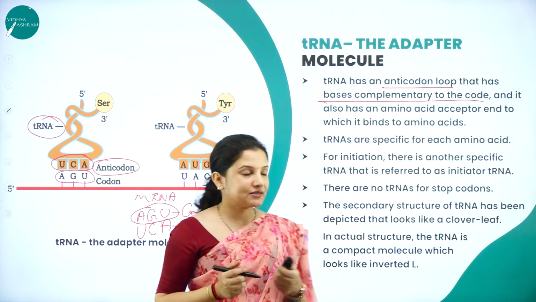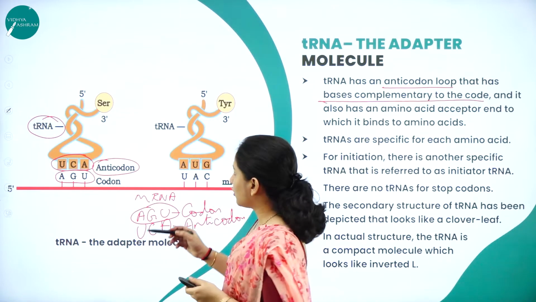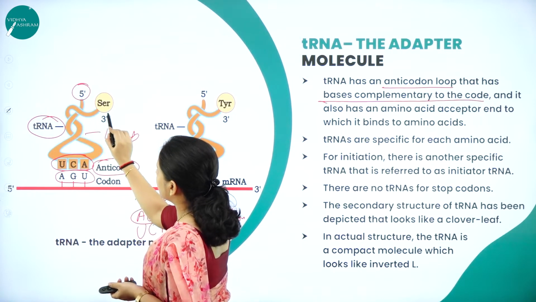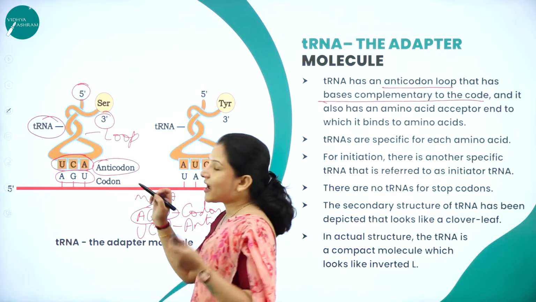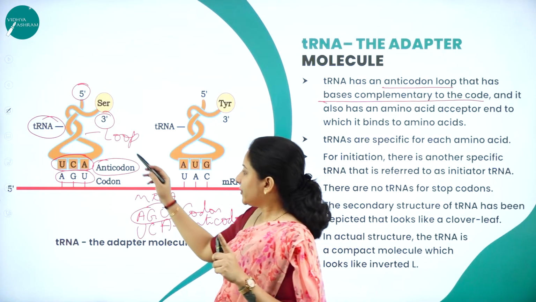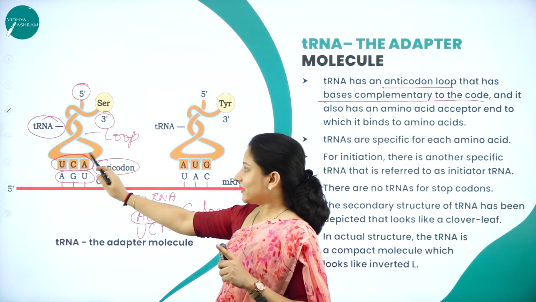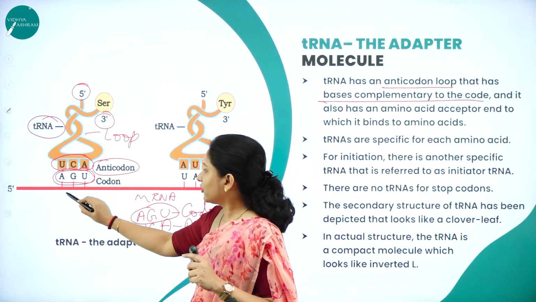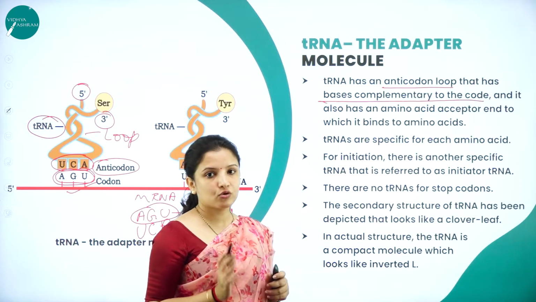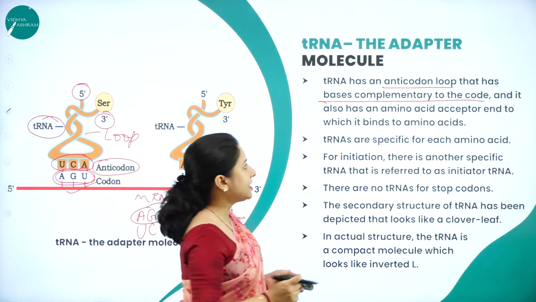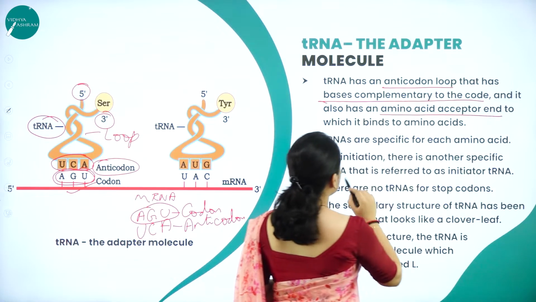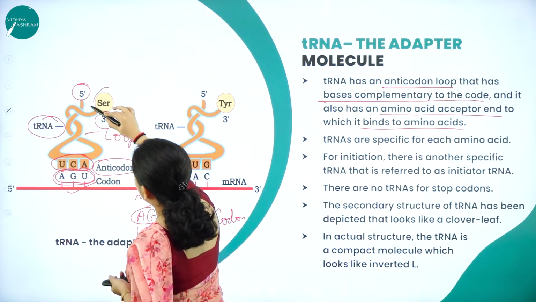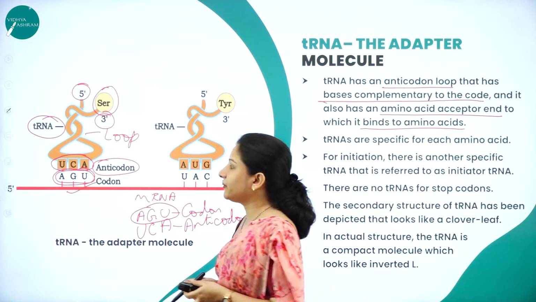That is why they said that the tRNA has an anticodon loop. It is a loop-like structure, having a 5' end and a 3' end. And this loop is an anticodon loop because it has the nucleotides complementary to the triplet codon present on the mRNA strand, or the coding strand. Apart from that, it has an amino acid acceptor end, to which it binds the amino acid. If you can see here, the amino acid acceptor end is at the 3' end.